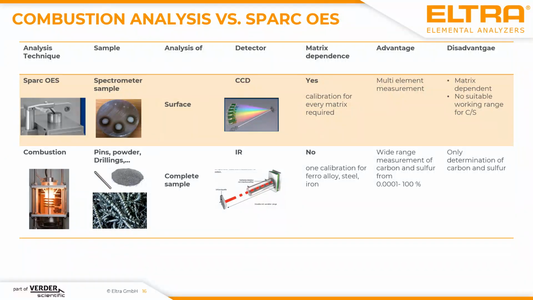You can apply not only a spectrometer sample, because you can also apply solid samples, drillings, and powder, and this makes usage of combustion analyzers very easy. You combust the whole sample and you can make a wide range determination of carbon and sulfur. You do not have to take care of a lot of different calibration and reference materials.